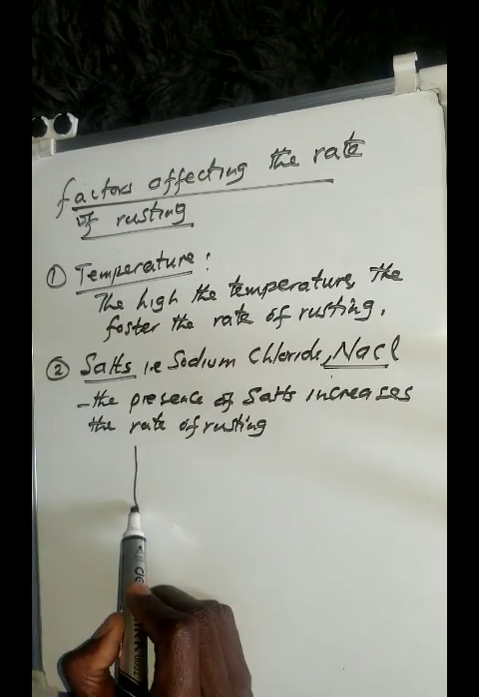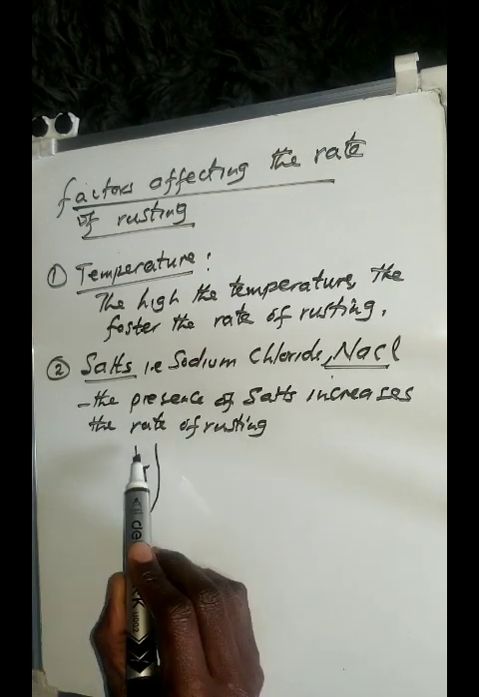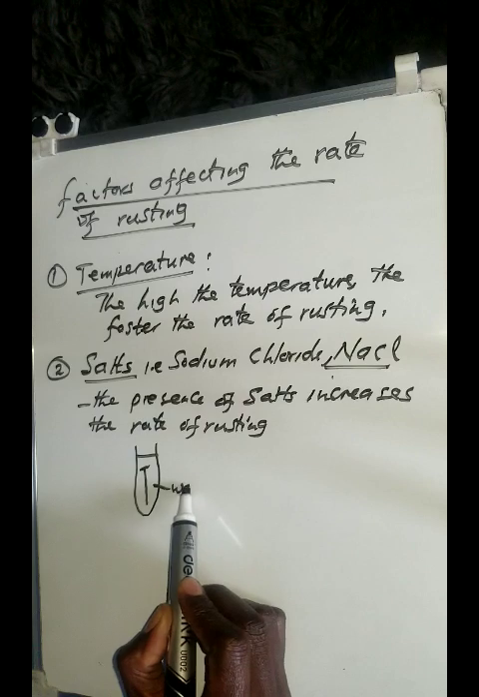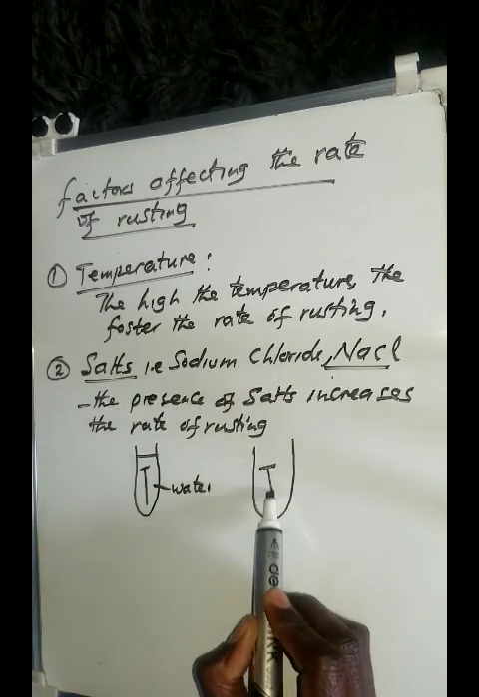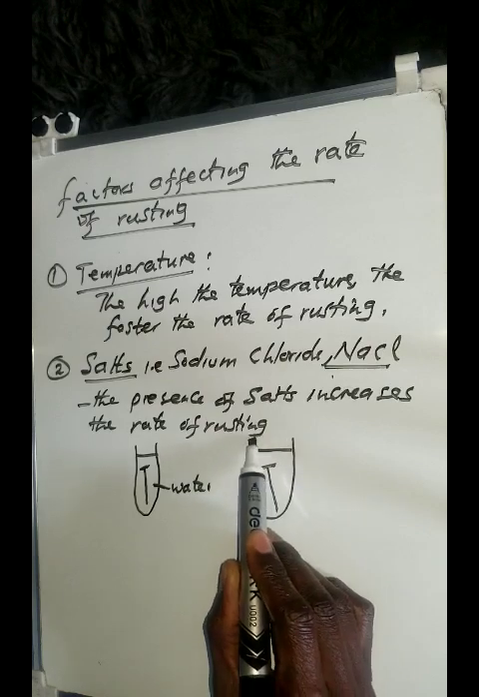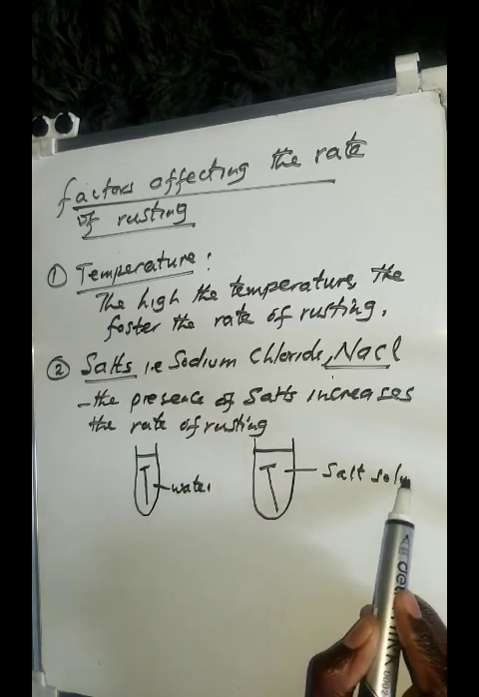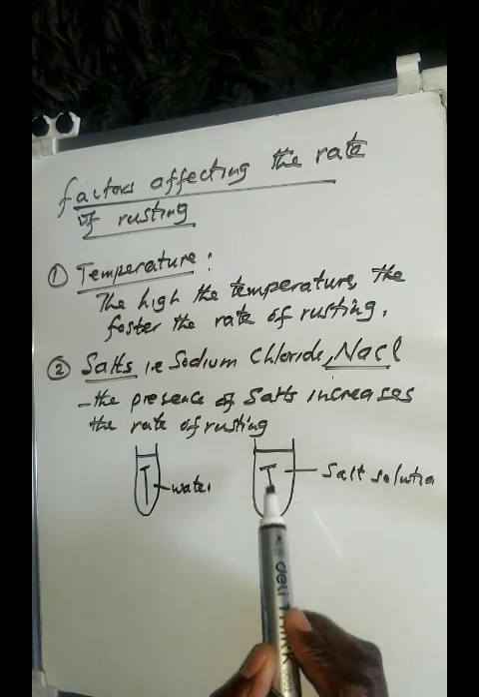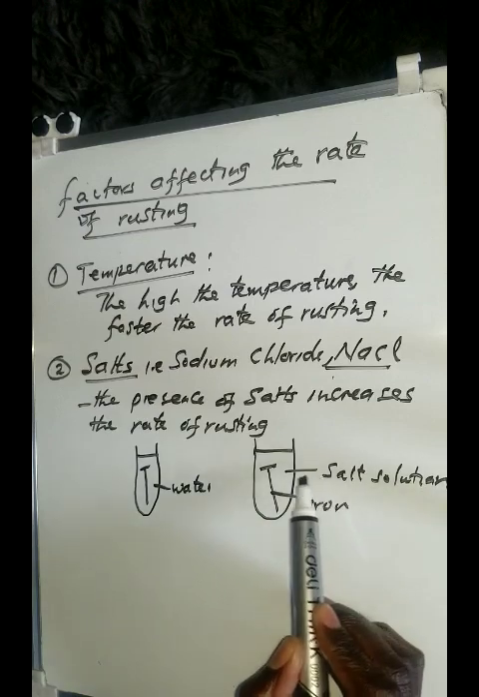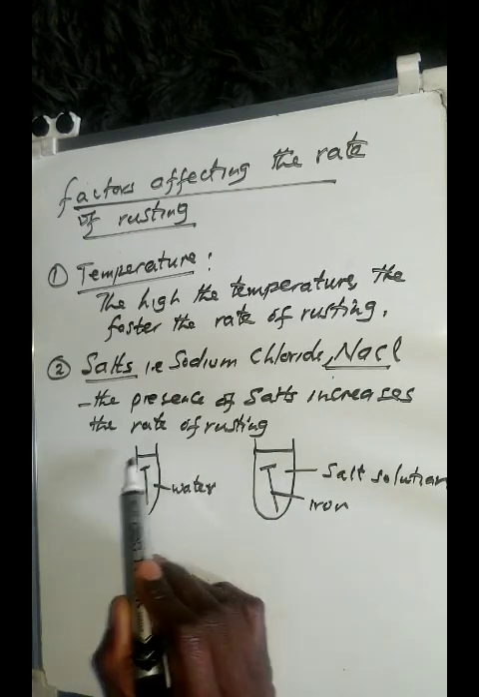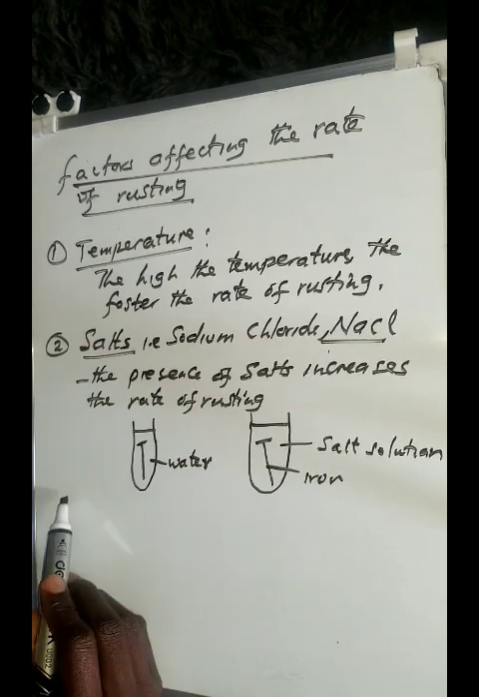So if you have some test tubes where you get a piece of iron and put it in normal water, and you get another piece of iron and you put it in water, but you create a salt solution, you're going to find that the iron that is placed in a salt solution is going to rust faster as compared to the one that is placed in just ordinary water. So that is the way it happens.